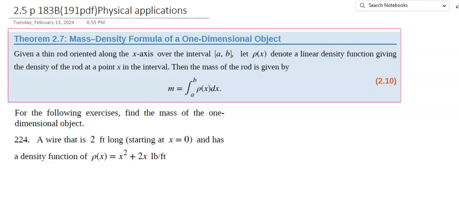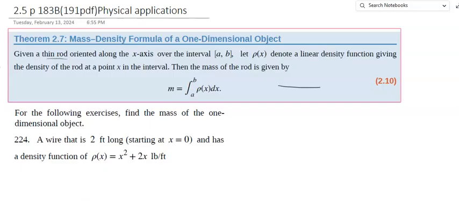Section 2.5 talks about physical applications. We have two applications we're going to be dealing with in this section and one application in the next section. The first one deals with the mass density formula for one-dimensional objects.